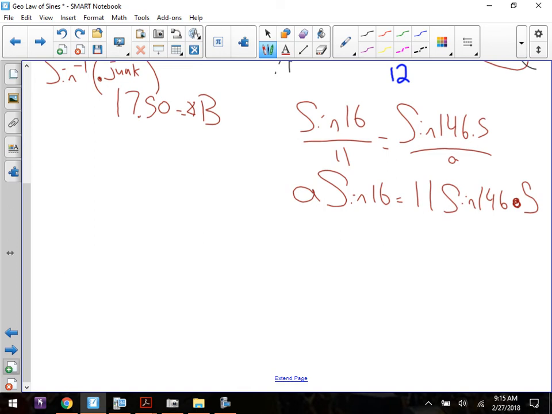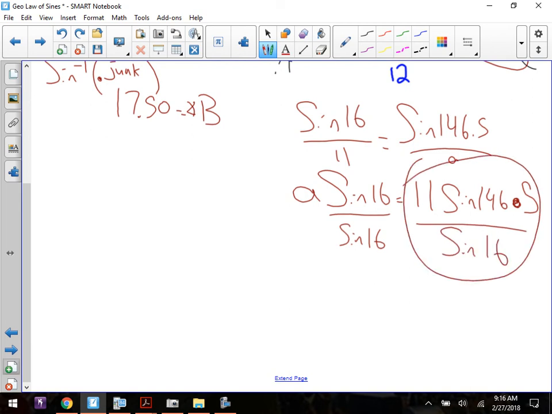And then it's, remember, 11 times the sine of 146.5 equals a times the sine of 16. How do you undo multiplying by the sine of a number? You would divide by the sine of that number. Remember, guys, the sine value here is just some crummy decimal. And we're not writing out crummy decimals. And then this is what I put in my calculator. So 11 sine 146.5 over sine of 16. 2203. There you go.